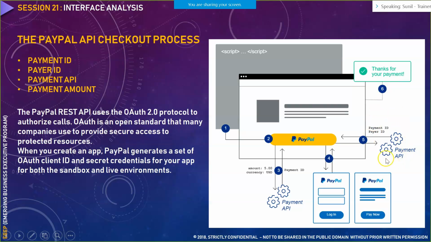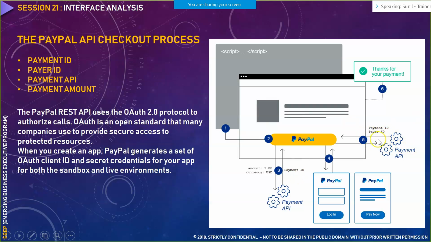Now, during this process, if we focus on the payment API part, what are the core data elements it stores? It stores the payment ID, the payer ID, the payment API, and the payment amount. What is the price of the product? What is the unique ID of that particular payment?